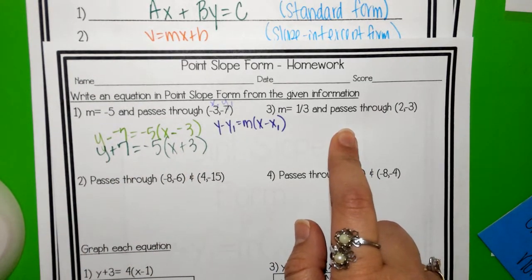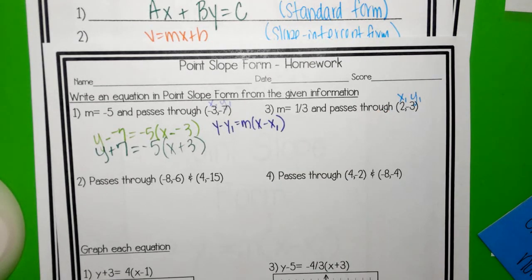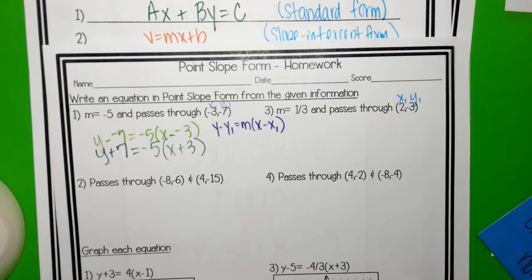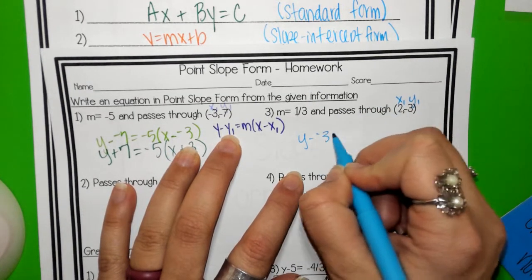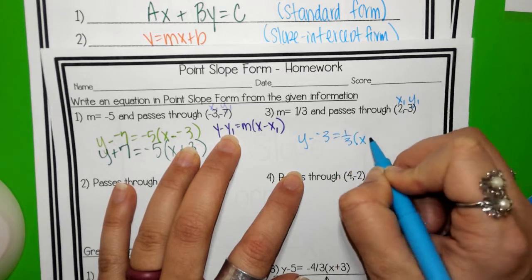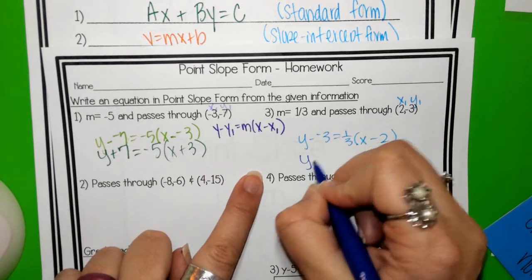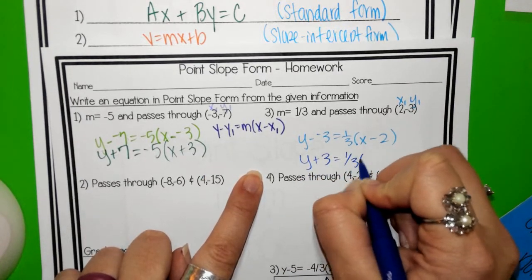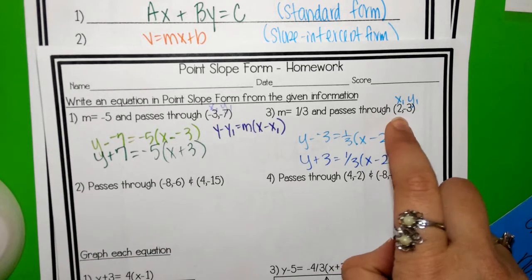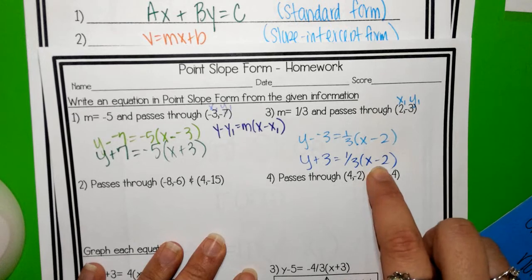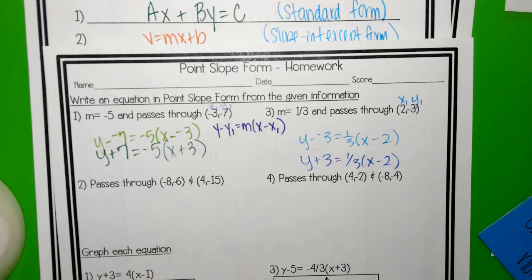Alright, so for number 3, we have x1, y1. So if I just plug these in without changing any signs, I would have y minus a negative 3 equals 1/3 times x minus 2. And then minus a negative, we change that to a plus. So y plus 3 equals 1/3 times x minus 2. Now remember, it is always going to be the opposite sign. So opposite of positive 2 is minus 2. Opposite of negative 3 is plus 3. So opposite sign. Did anybody get that one right?